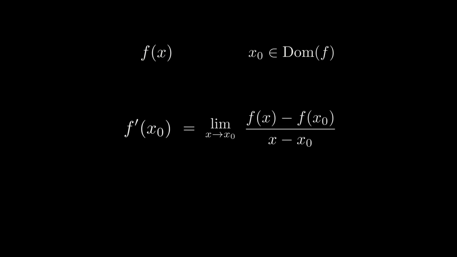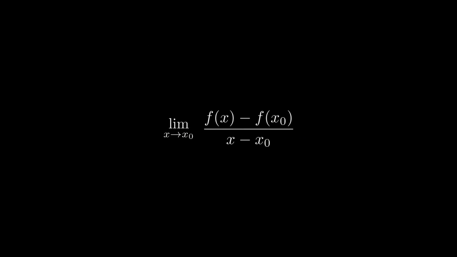Given a function f of x and a point x0 where the function is defined, the derivative of f at x0 is defined as the limit as x tends to x0 of f of x minus f of x0 divided by x minus x0. To understand what this means, let us split the formula into two ideas.